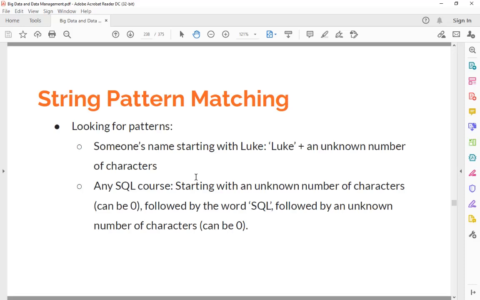So you are looking for a text string with SQL. Then you are looking at a string starting with an unknown number of characters, can be 0, can be none, followed by the word SQL, followed by an unknown number of characters. So these two are two very common usages, I would say the most common pattern matching requirements.